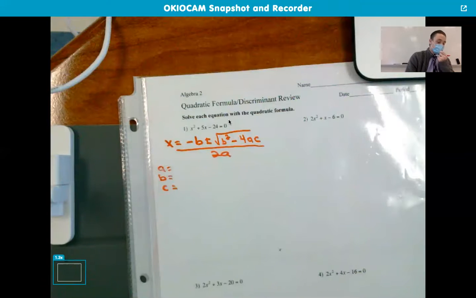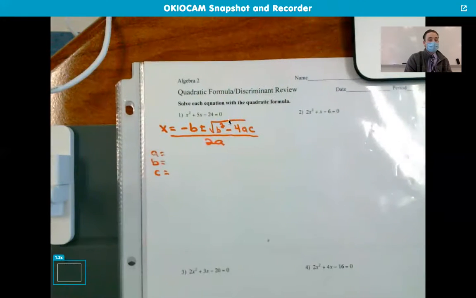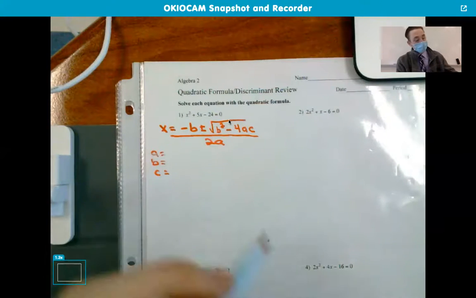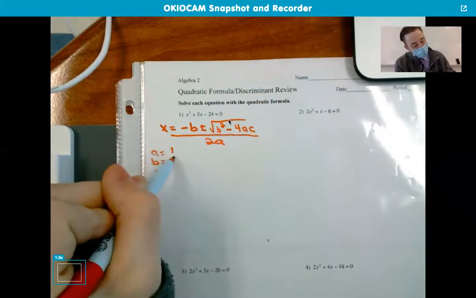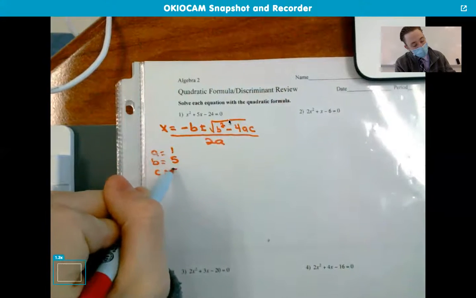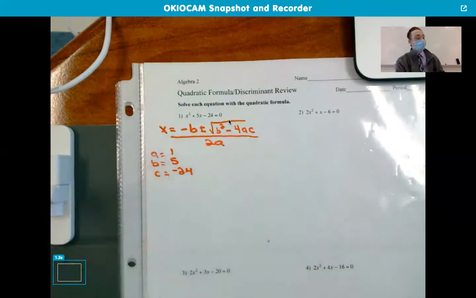Okay. So with that being said, for this particular problem, what are my A, B, and C values? Good. A is 1, B is 5, C is negative 24. Be careful about including signs with each of those, right? So if there's a negative number in front, you include that negative. Otherwise, it might change some of your answers.